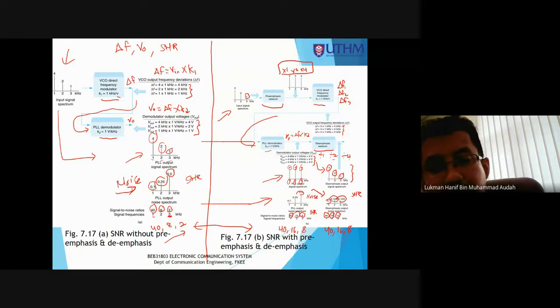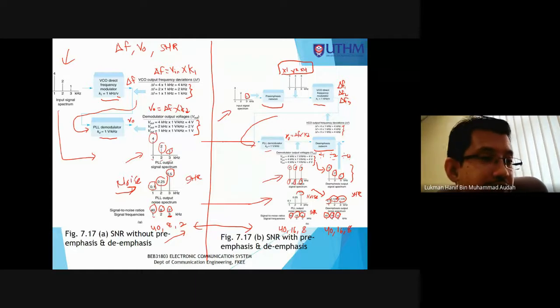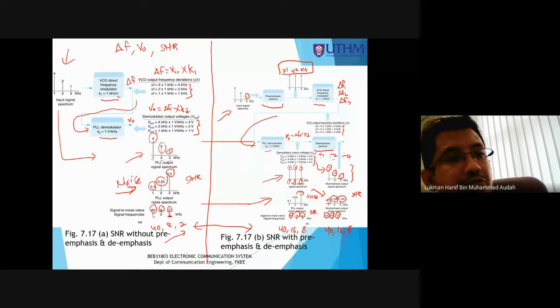So dengan adanya pre-emphasis and de-emphasis network, we managed to increase the SNR values, especially at higher value of modulating signal frequency. Okay. So if you have question about this, you can ask me. Ini belum pernah ditanya dalam exam. Soalan seperti ini belum pernah ditanya untuk menceritakan tentang pre-emphasis and de-emphasis. Okay. If you have question, you can ask. Otherwise, I will move to the next slide.